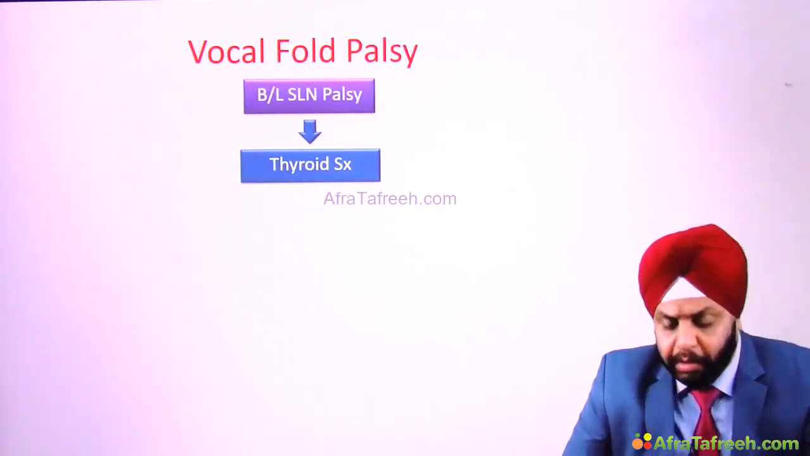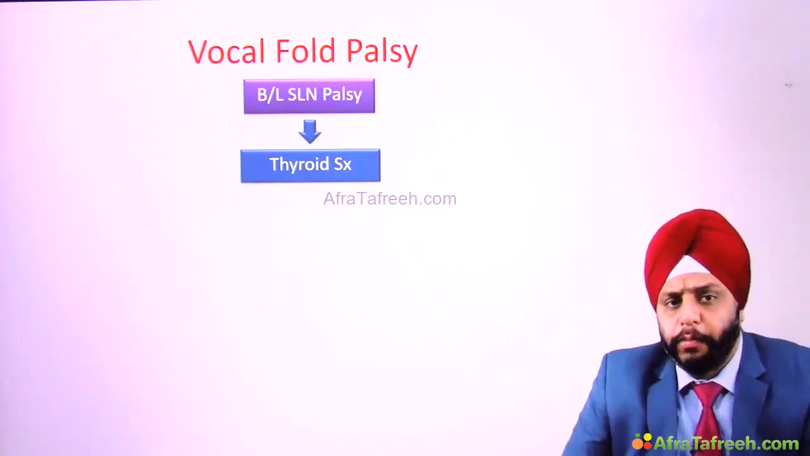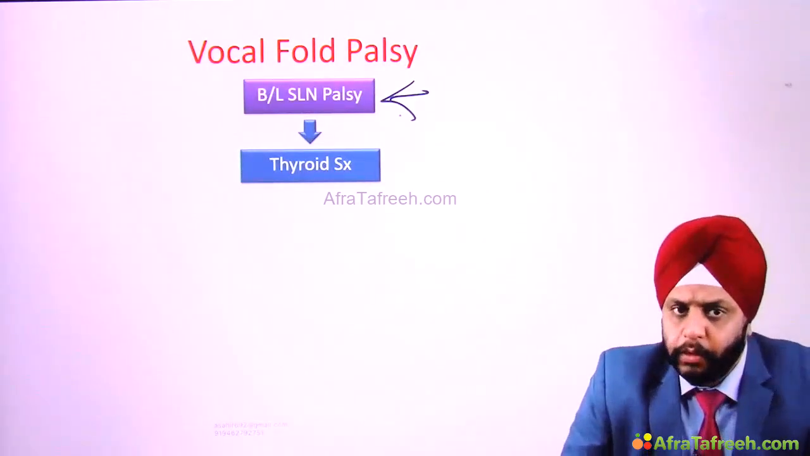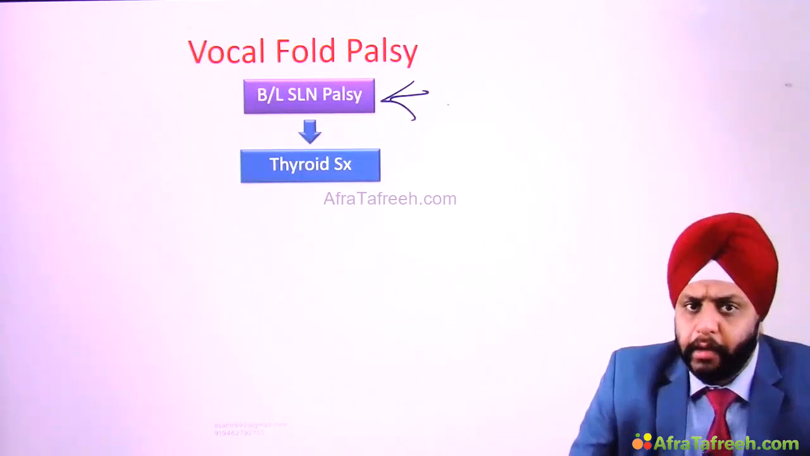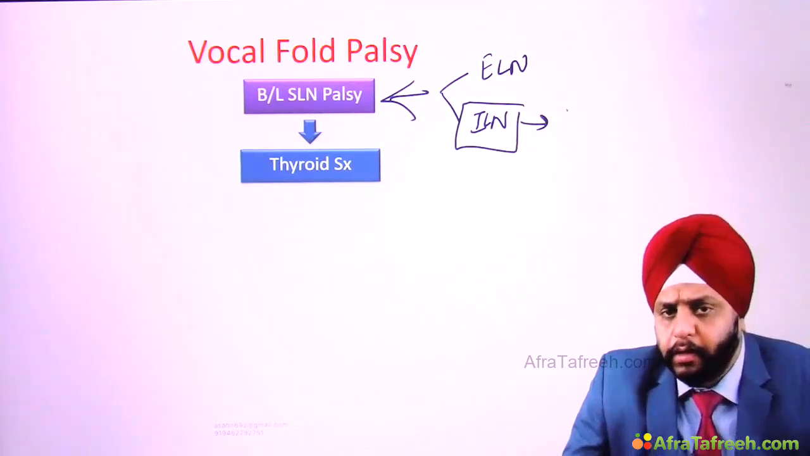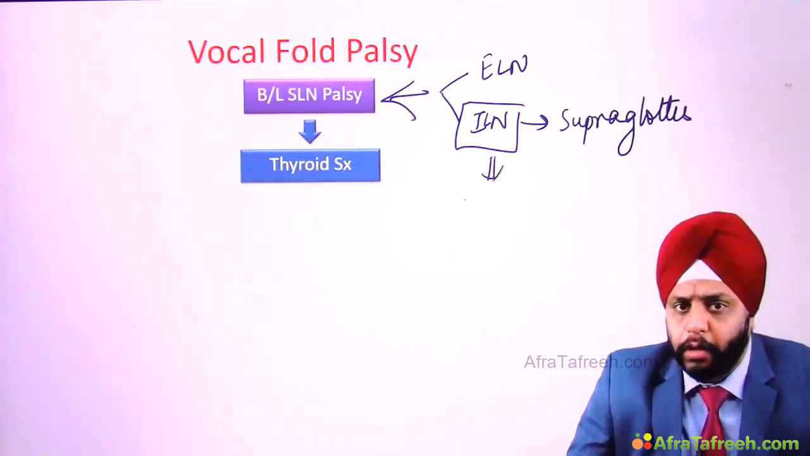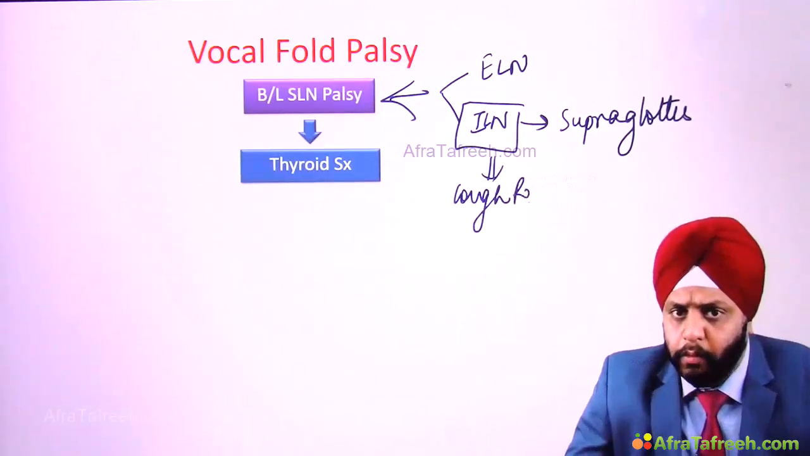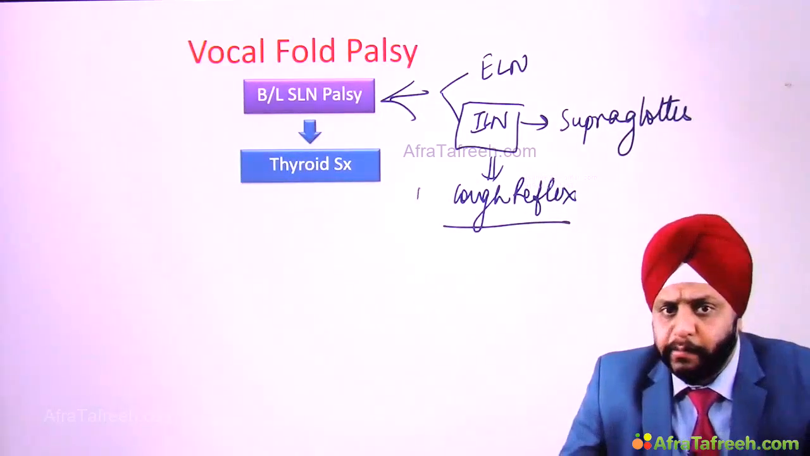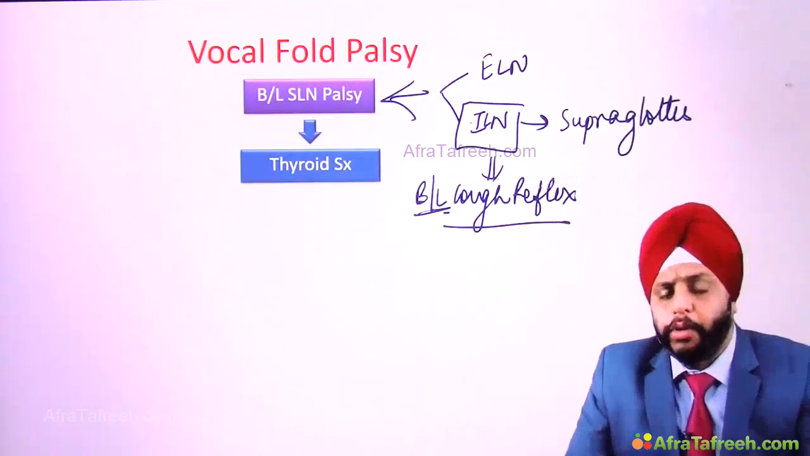Now sometimes, rarely, we can also have bilateral superior laryngeal nerve palsy. This is one of the most dangerous situations. Why? You see, the superior laryngeal nerve supplies the external and internal branches. The internal laryngeal nerve gives the sensory supply to the supraglottis and is responsible for the cough reflex. So let's say bilateral superior laryngeal nerve is gone, that means bilateral cough reflex is gone. And as I told you, the primary function of the larynx is protection of the airway.